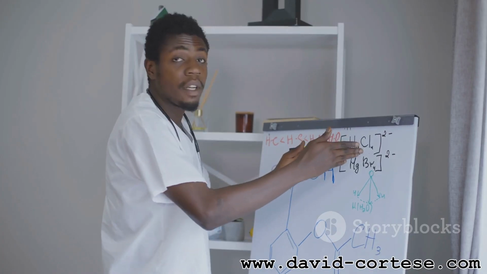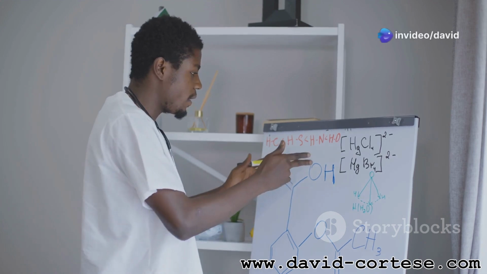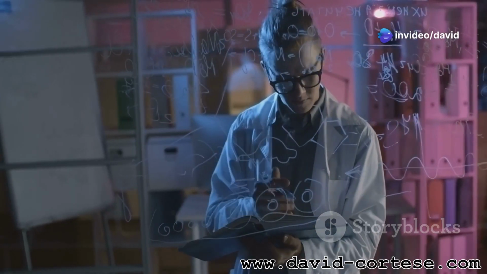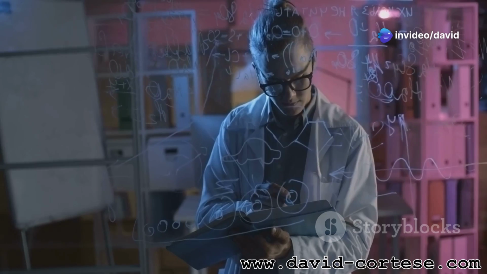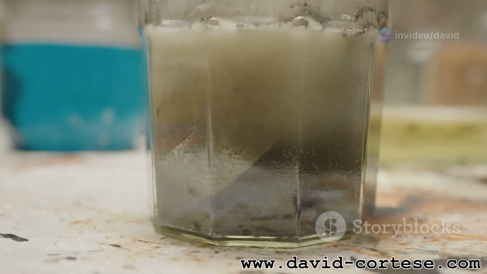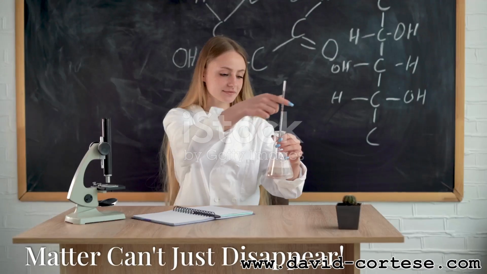We use an arrow to separate the reactants from the products. The arrow points from the reactants to the products, showing the direction of the chemical reaction. It's like saying, reactants transform into products.